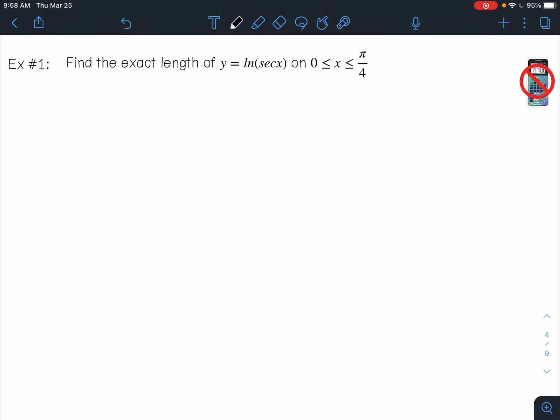So we're going to find the exact length, which means that we are not going to use our calculators, of the curve y equals the natural log of the secant of x from 0 to pi over 4. The first thing we want to do is find our derivative. The derivative of natural log is 1 over whatever is inside times the derivative of the stuff on the inside. The derivative of secant is secant x tangent of x, so that's really over 1. My secants are going to cancel out, so we get tangent of x.